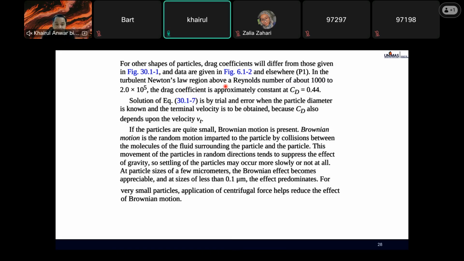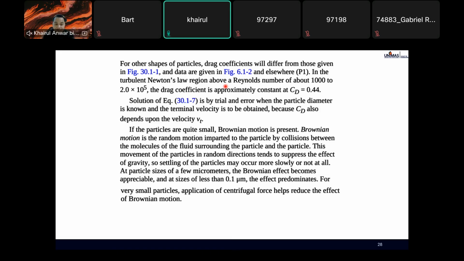Solution of equation 30.1-7 is by trial and error when the particle diameter is known and the terminal velocity is to be obtained, because CD also depends upon the velocity. If the particles are quite small, Brownian motion is present. Brownian motion is the random motion imparted to the particle by collisions between the molecules of the fluid surrounding the particle and the particle. This random motion tends to suppress the effect of the increased resisting force, so settling will occur more slowly or not at all.